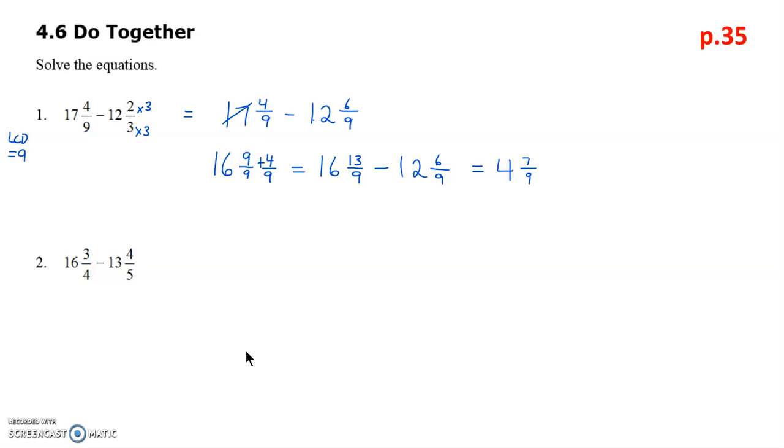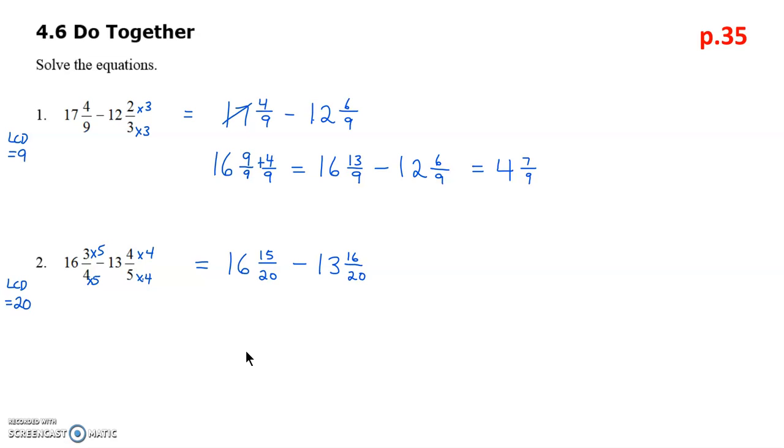For number 2, we have a 4 and a 5 again. We've seen this before. So our lowest common denominator is 20, so we'll have to change each of them. First one multiply by 5, second one multiply by 4, and we're going to rewrite. So we'll have 16 and 15 twentieths minus 13 and 16 twentieths.